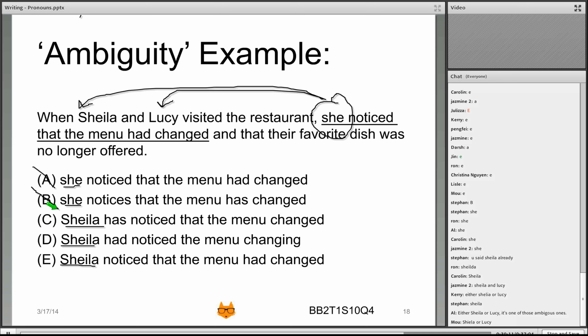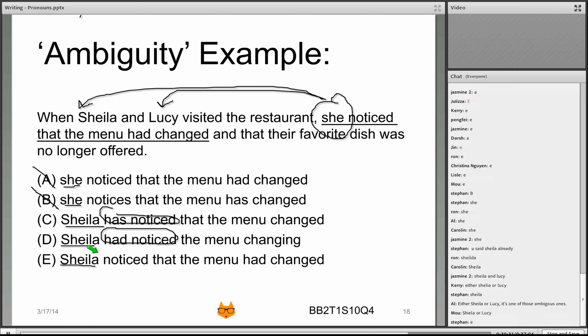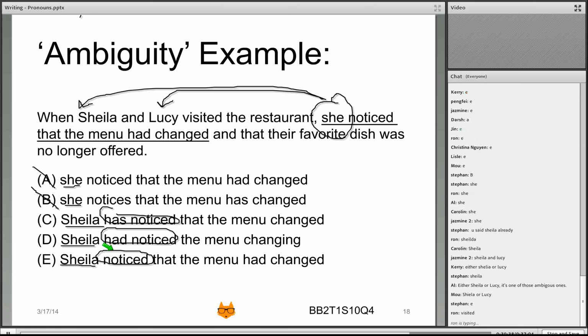Now to go forward from here, we need to use a different type of error, because you'll notice in C, D, and E, we don't have pronoun error. In fact, there's no pronoun. So we have to go to verb tense. We have has noticed, had noticed, and we've got noticed. This is a classic verb tense question. Right? We've got present perfect, past perfect, and simple past tense. Which one do we want here? We want simple past tense, which is what you've got in answer choice E.